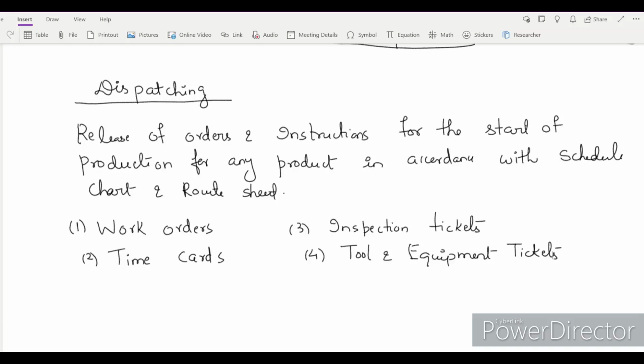Dispatching, see, that was planning. That means your Johnson's rule, materials requirement planning, whatever you are doing, it is the actual production process. In Johnson's rule, you have this work first, we will go to this machine, then we will go to the other machine.